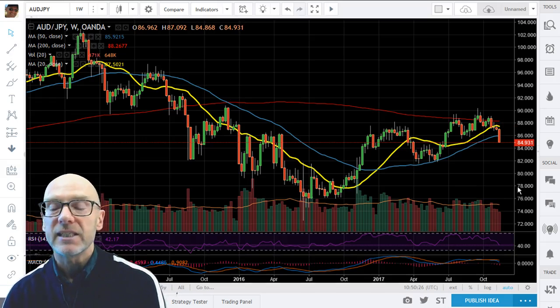Momentum is negative on this weekly. You can see the RSI at 42.17 and in a severe downtrend, and likewise you can see that the upside momentum has now been lost on the dollar on the MACD as the short term diverges from the longer term.